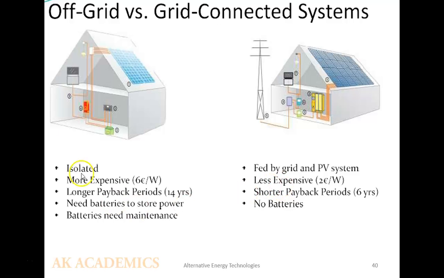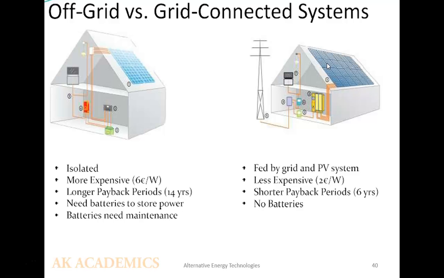Again, it is less expensive compared to the off-grid system. You can see the comparison in price, it's like 1/3. The cost of installation of the grid-connected PV system is about 1/3 of the cost of installation of the off-grid or standalone PV system. Again, you can see that it has a shorter payback period compared to the off-grid system. The payback period for the grid-connected system is about half or less than half of the off-grid or standalone PV system.